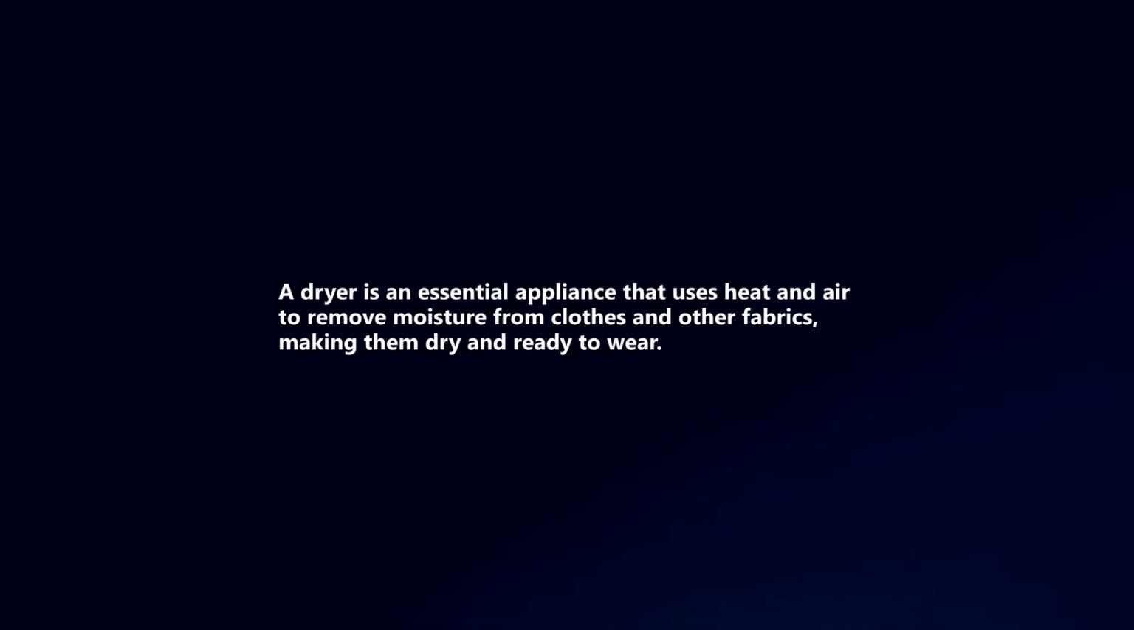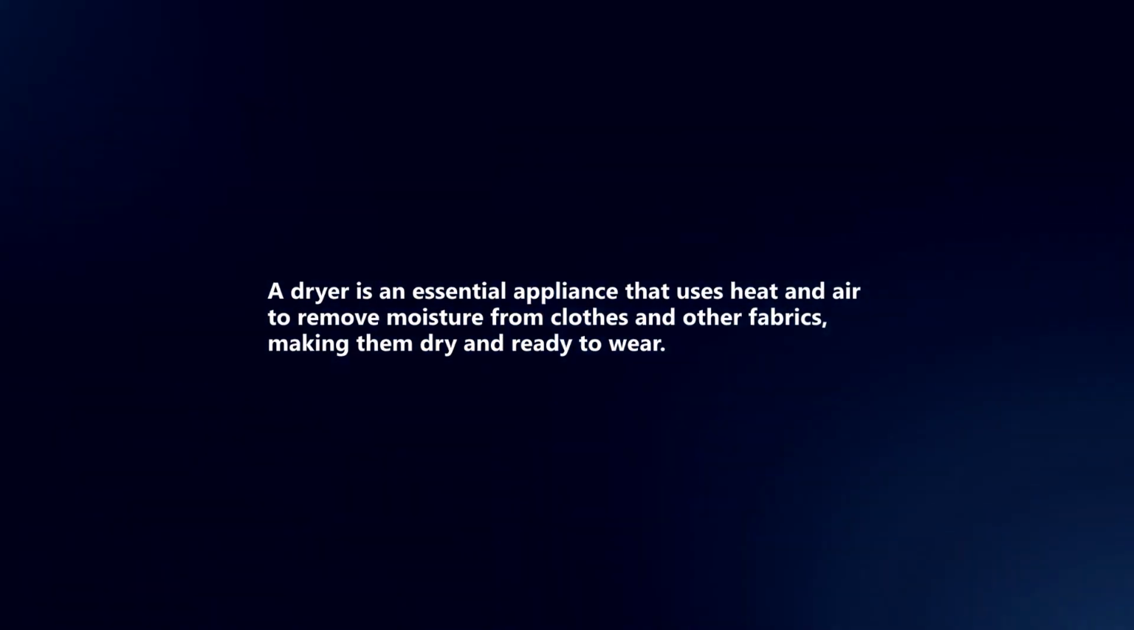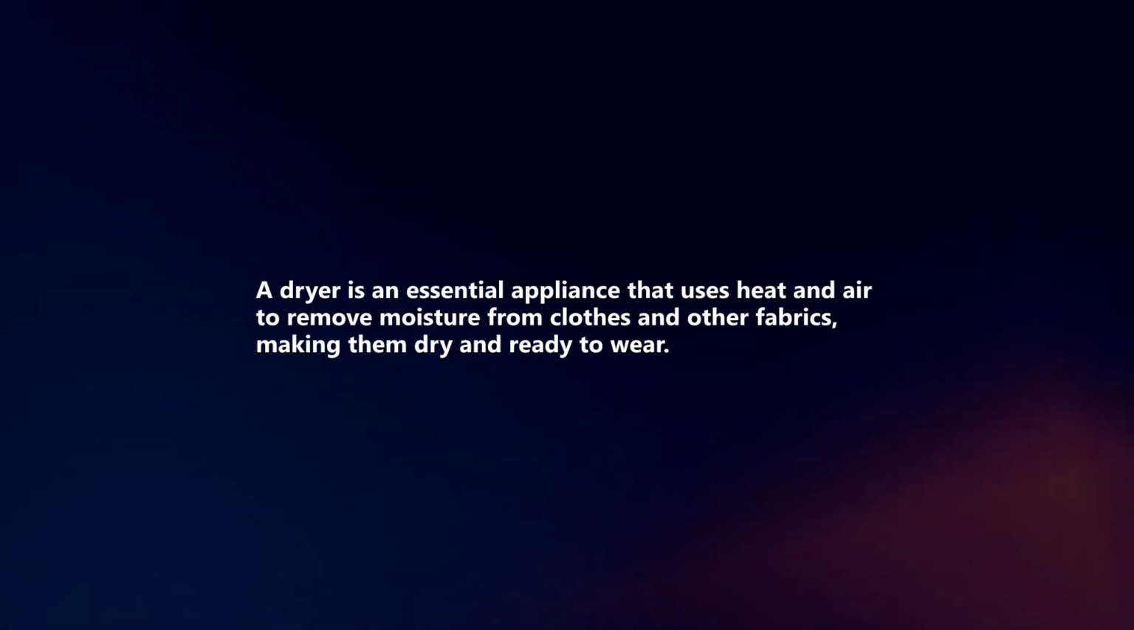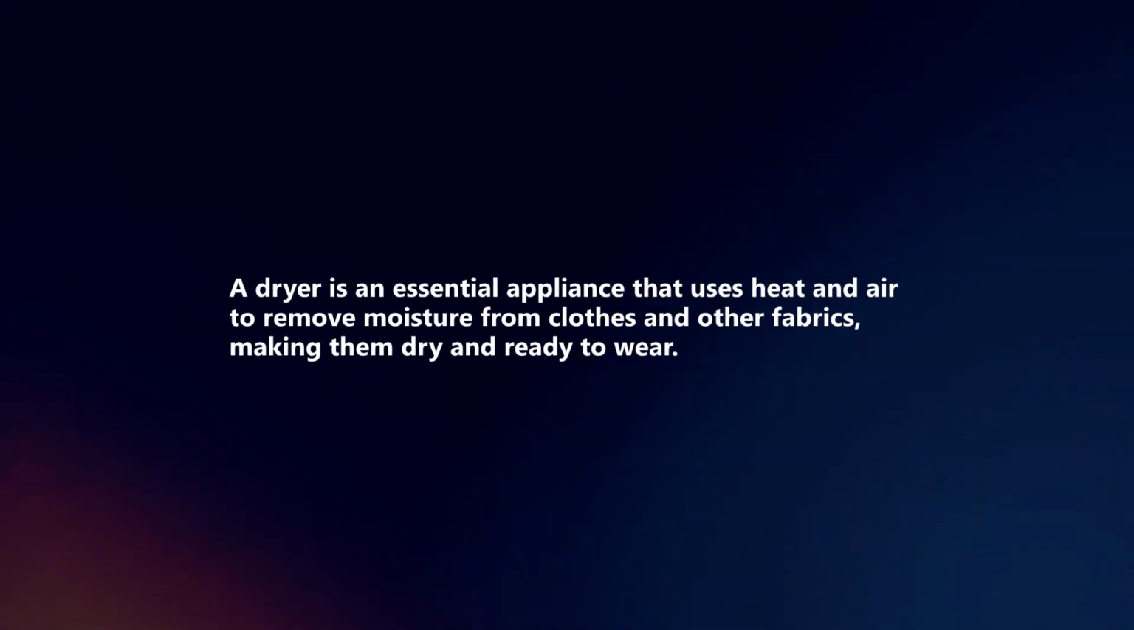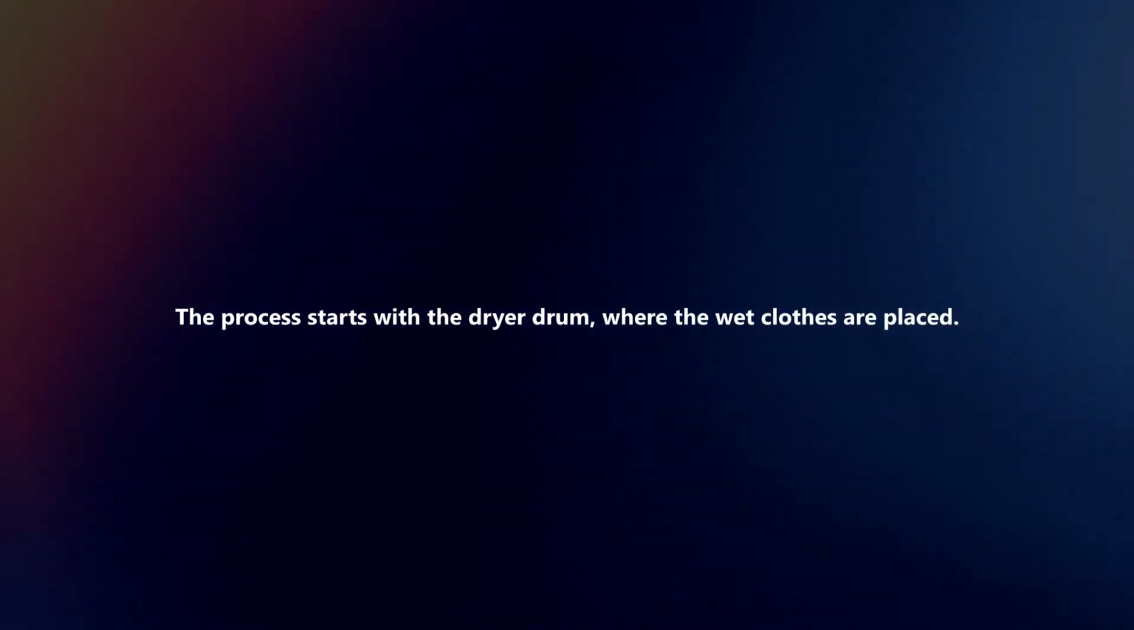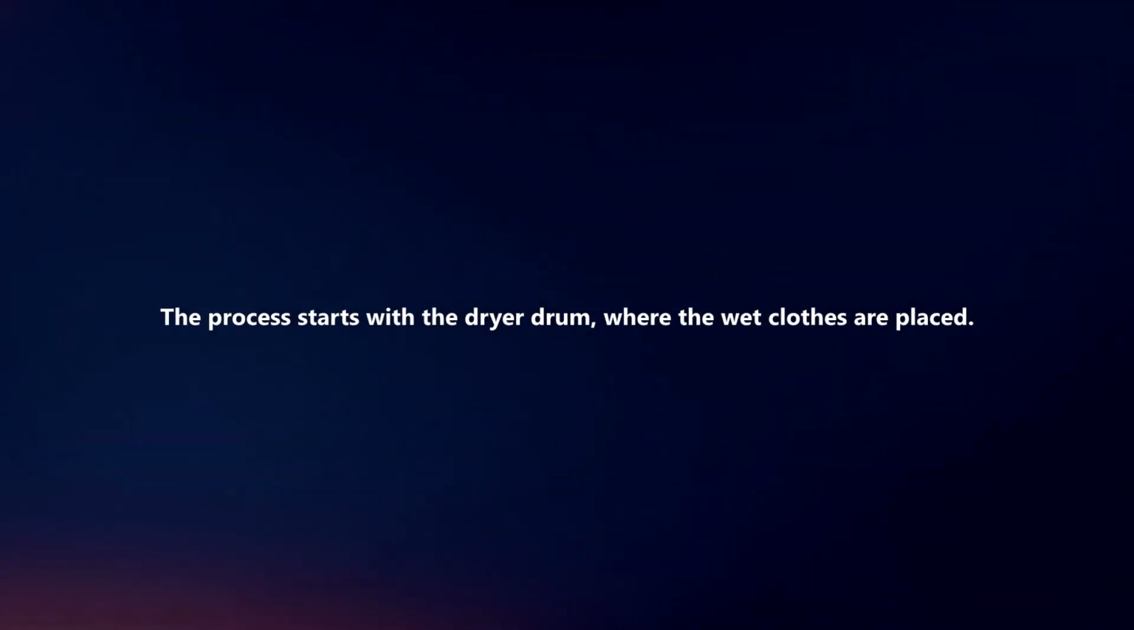A dryer is an essential appliance that uses heat and air to remove moisture from clothes and other fabrics, making them dry and ready to wear. The process starts with the dryer drum, where the wet clothes are placed.